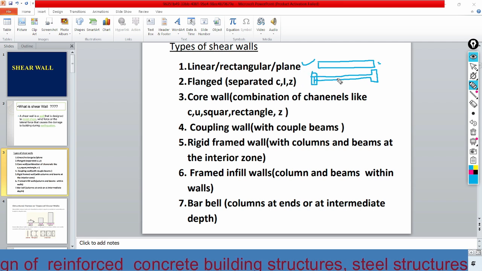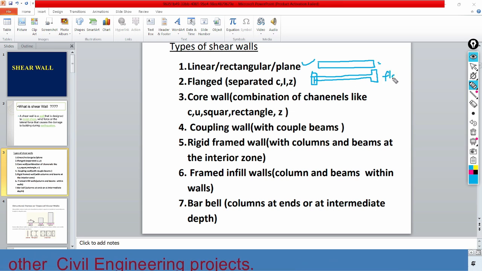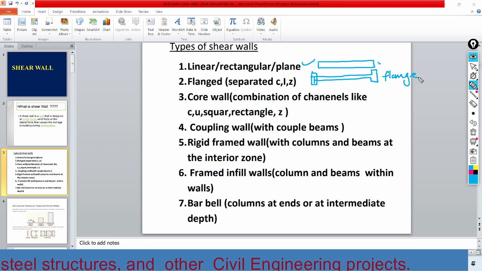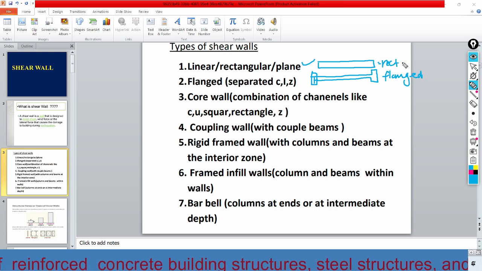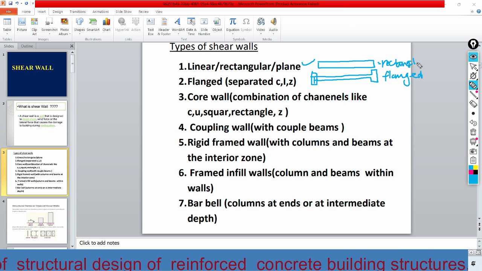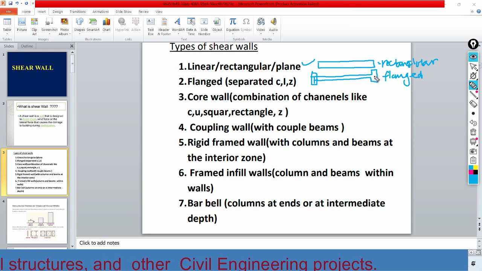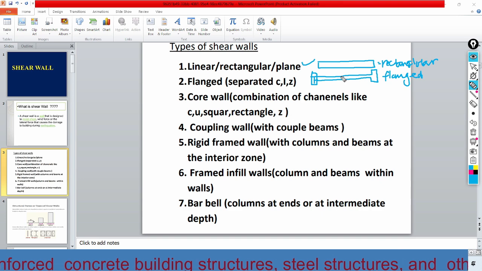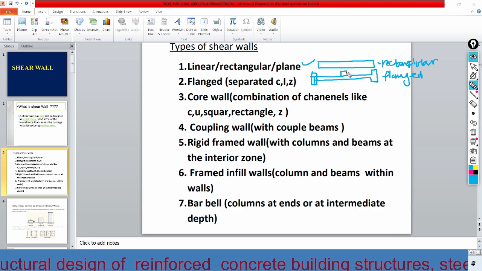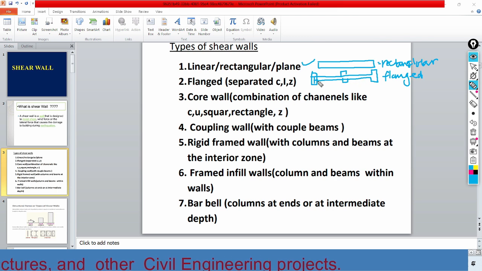This is a flanged type, and this one is rectangular. The flange may be at one end, or at two ends, or at three locations. We may have a flange here. It depends on the magnitude of the stress.